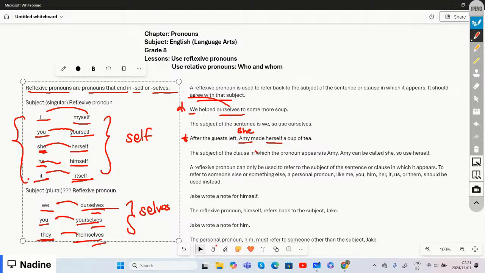So we need to keep in mind that our reflexive pronoun, whether it is singular or plural, needs to refer back to our singular or plural subject. It needs to agree with the subject. The reflexive pronoun needs to agree with the subject. And you should not be confused between a reflexive pronoun as well as a personal pronoun. There's a difference between a reflexive pronoun and a personal pronoun.